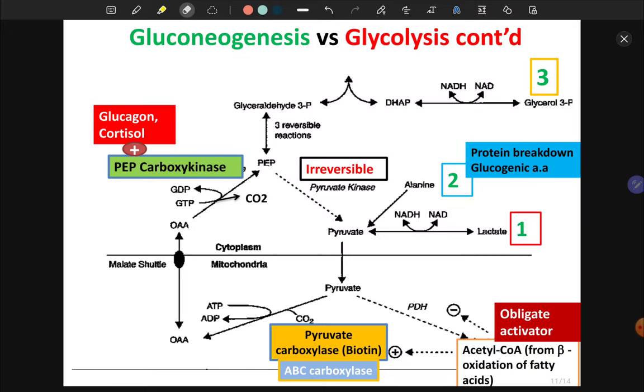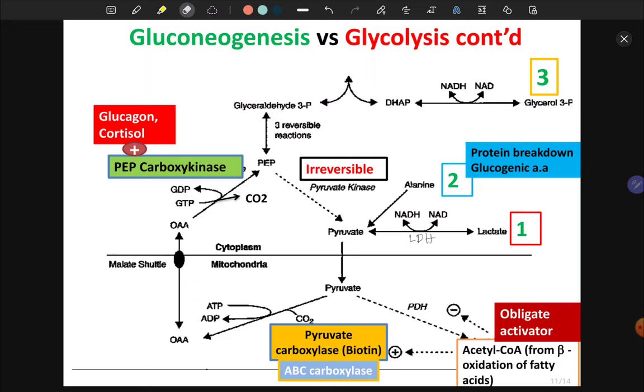Lactate, okay? So lactate is interchangeable, the enzyme is lactate dehydrogenase or LDH, and lactate is converted to pyruvate and vice versa. So the first source of glucose for gluconeogenesis is lactate or lactic acid.